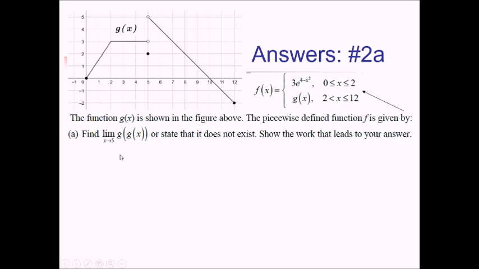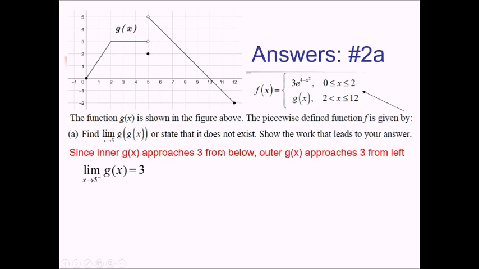So let's tackle the limit as x approaches 5 from the left of the inner g function, and let's just see where this goes. As I approach 5 from the left side, that's getting me to the value of 3. Now, that means that we're doing the limit as x approaches 3 of the outer g function. But since we're approaching this y value of 3 from below, when you're coming from the left, you're actually also coming from below. That means that your outer g function is approaching 3 from the left.